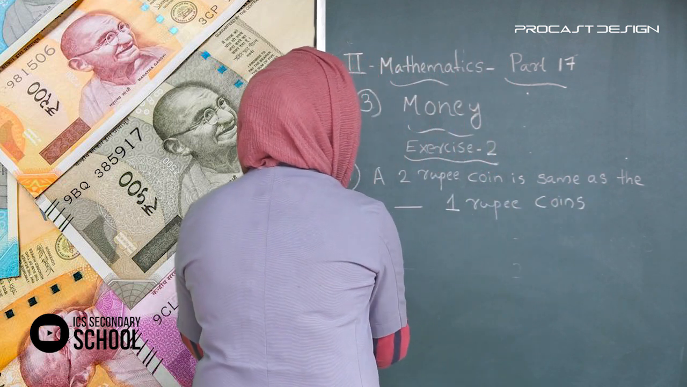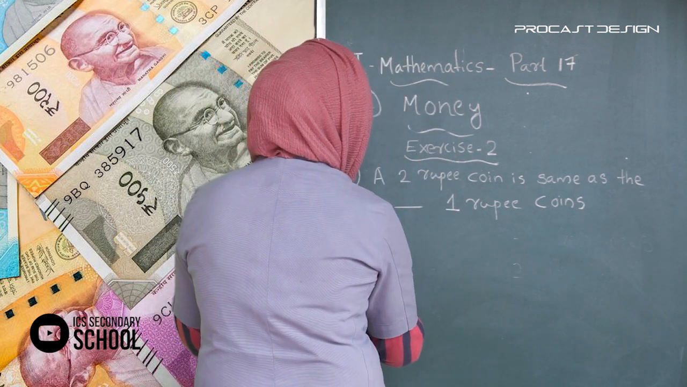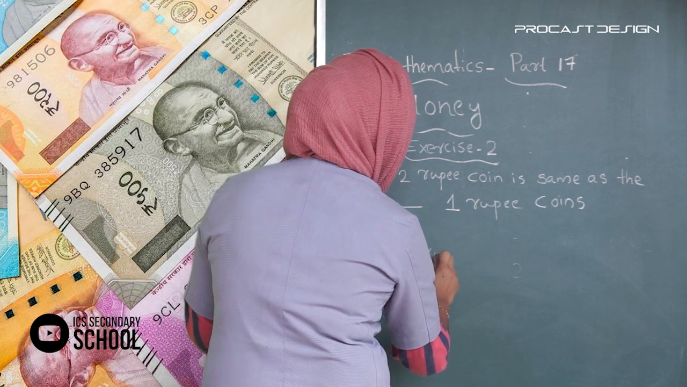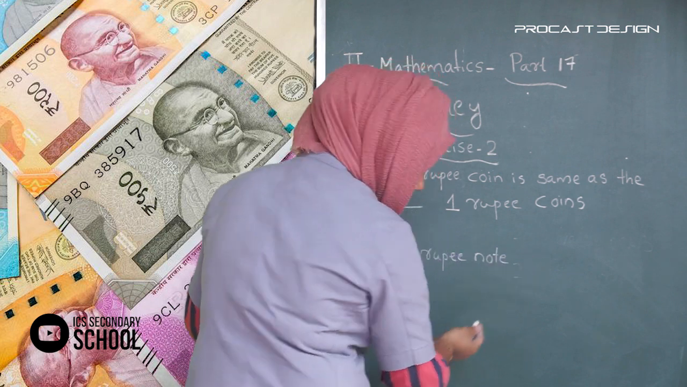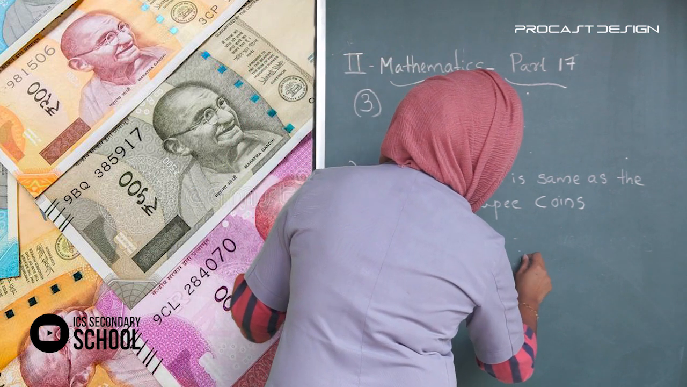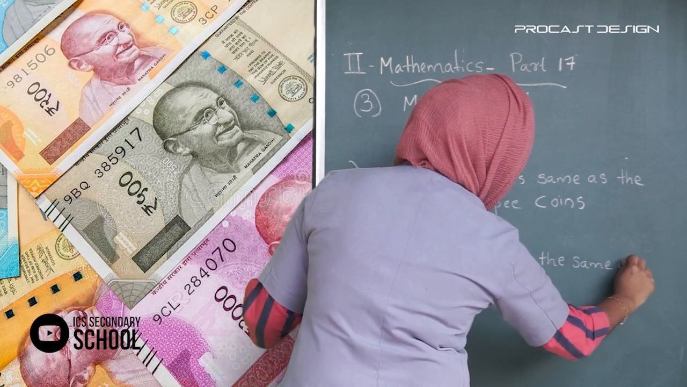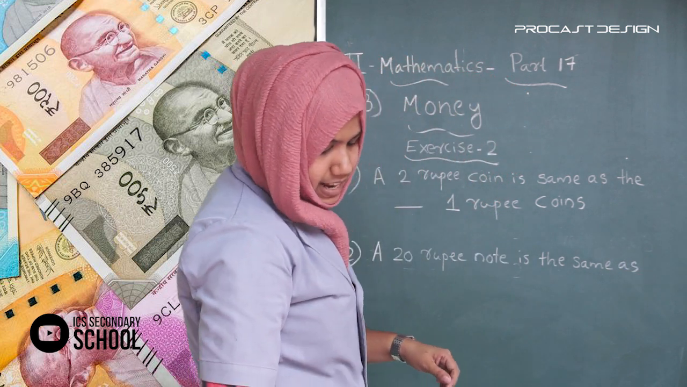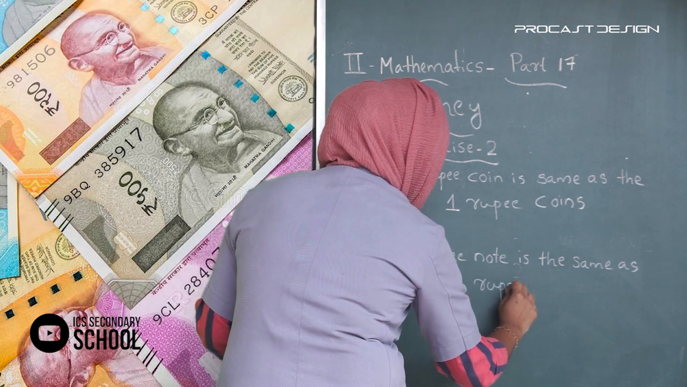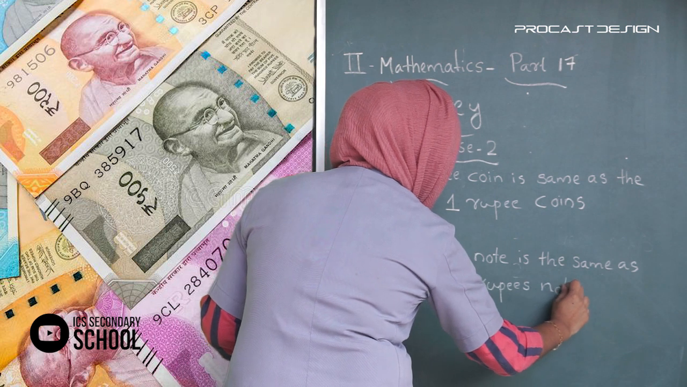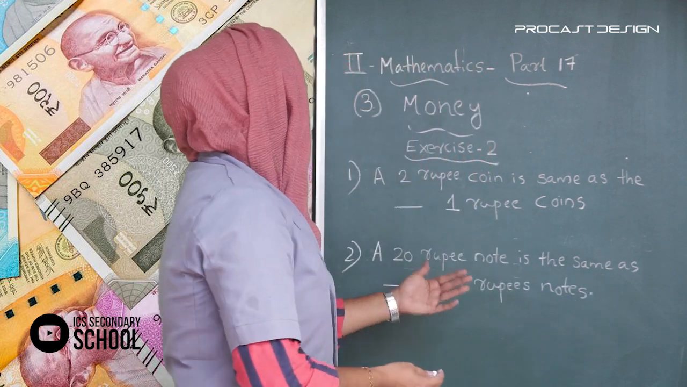And the second one is, a 20 rupee note is the same as dash 10 rupee notes.